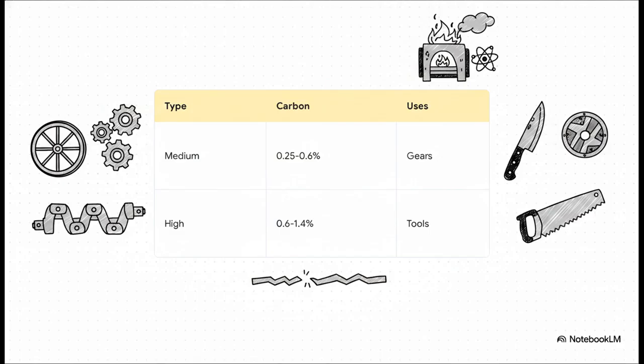But remember our cooking analogy? This extreme hardness comes at a direct cost. You completely sacrifice that previous ductility we talked about. High-carbon steels are by far the least ductile of the whole carbon family.